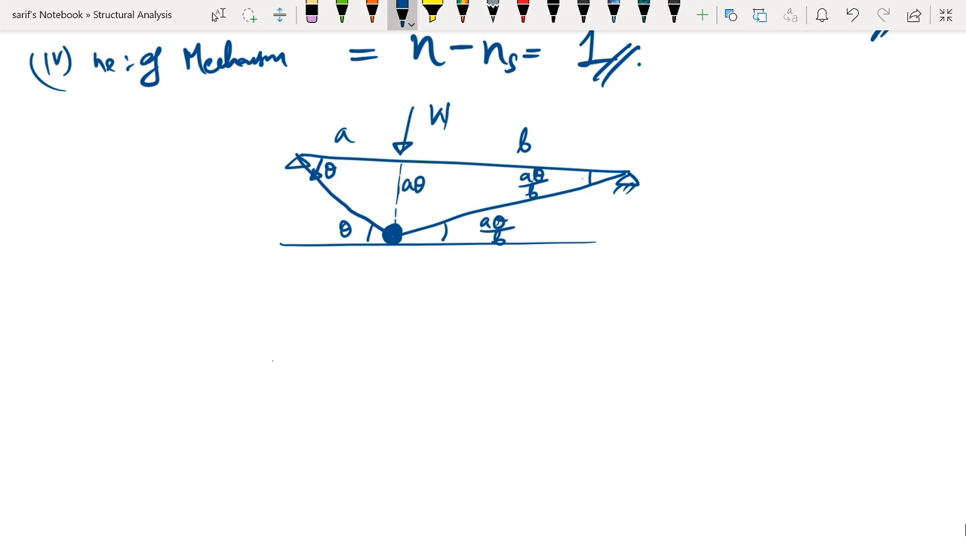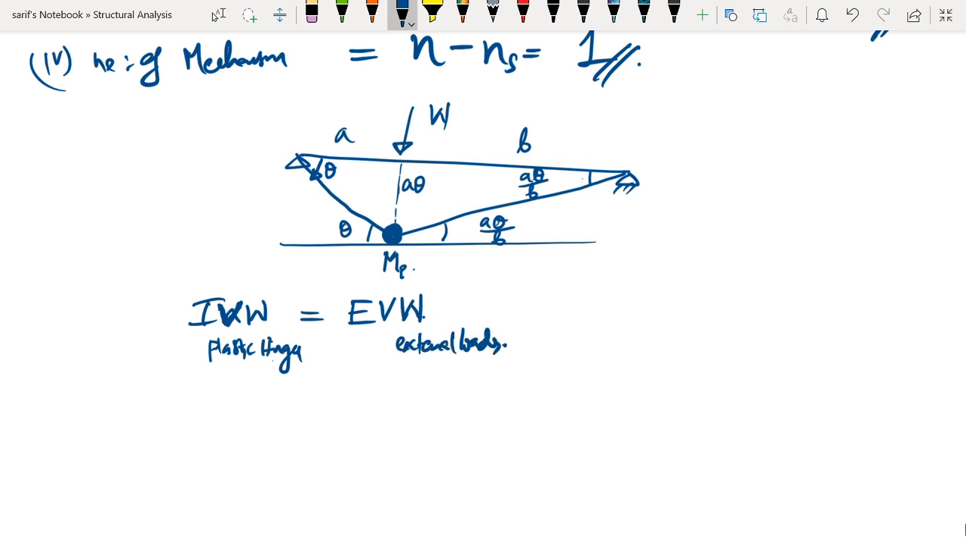Let MP be the plastic moment capacity. Now we have to apply the principle of virtual work, that is, the internal virtual work done is equal to the external virtual work done. The internal virtual work will be done by the plastic hinges, and the external virtual work will be done by the external loads.